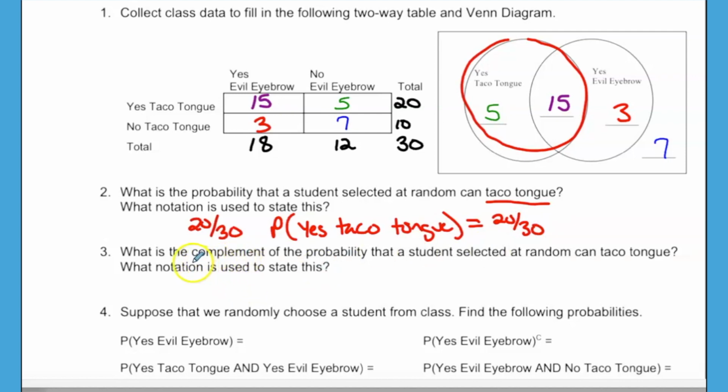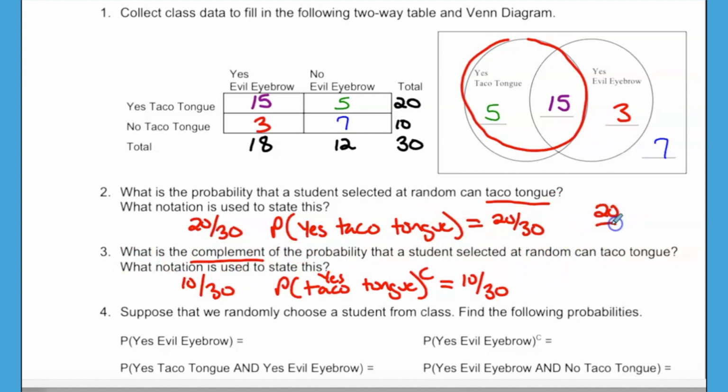A new vocabulary word might be the word complement, and that is the opposite of the event. So if 20 out of 30 can taco tongue, that means 10 out of 30 cannot taco tongue. To note this, since this is the complement event, we're going to put that C up there. That is the complement of the event. That's a good opportunity to stop and have this conversation with students about the notation and the word complement, and also point out that the probability of an event, in this case being able to taco tongue, and its complement will always equal 1. Either it rains or it doesn't rain.